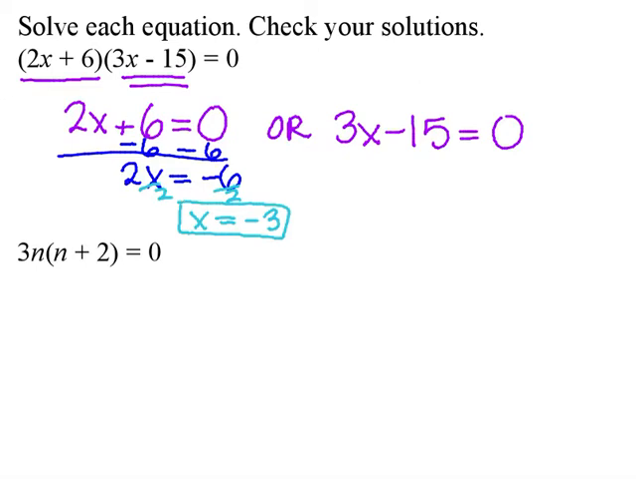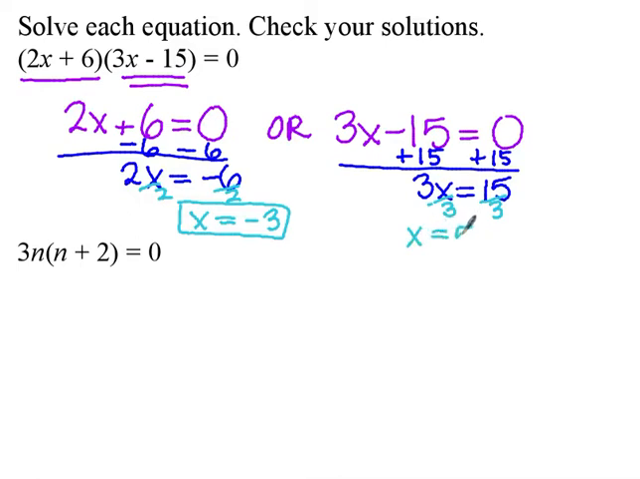So what am I going to do first? Add 15. So I'm going to add 15 to both sides, and so I get 3x equals 15. Now what do I do? Divide by 3, so I get x equals 5. So what this is saying is, if I plug 5 or negative 3 into this equation, it will equal 0. It will.